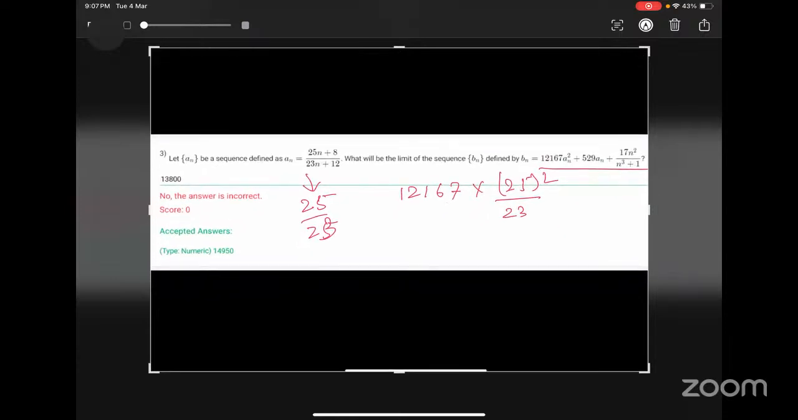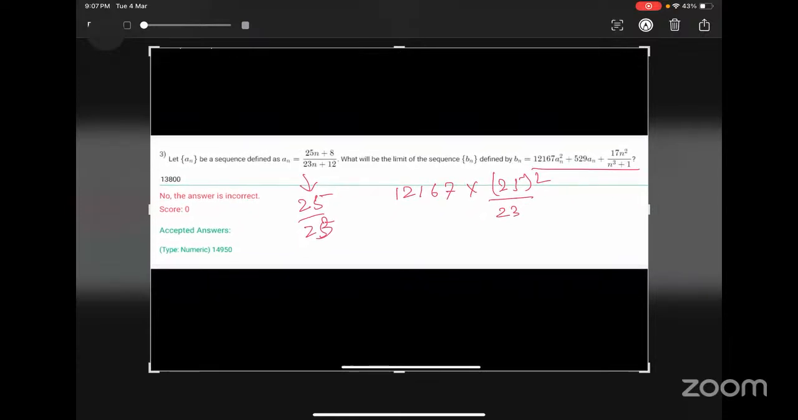Is it fine now? Yes, ma'am. Okay, 23 square, then 529 into 25 by 23. Then the last one will become 0. This will become 0, right? So 0. Yes, ma'am. Now, can you calculate it?